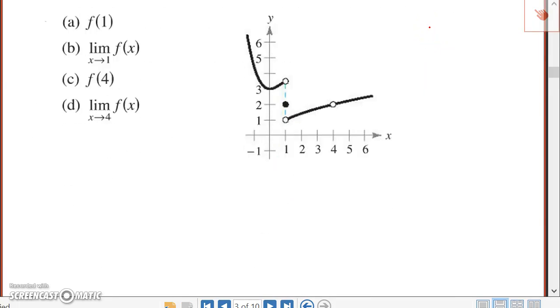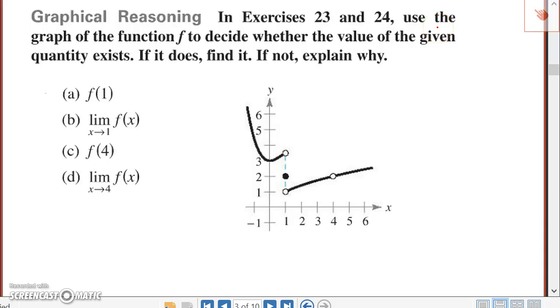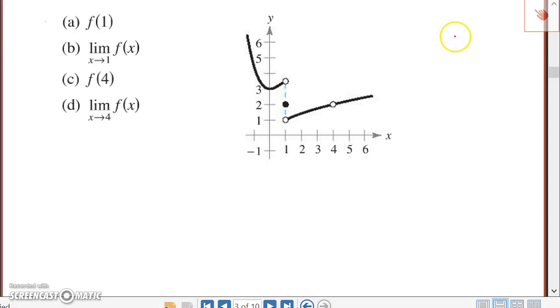Okay, let's look at this one here. And again, we're trying to find the limit, decide whether the value exists, and if it exists, tell what it is. So here we're not just doing the limit, we're actually going back to a little bit of algebra, finding f of 1, which means when x equals 1, what is the value of y? So here, when x equals 1, the value of y, you can see we have a solid dot here, is 2.